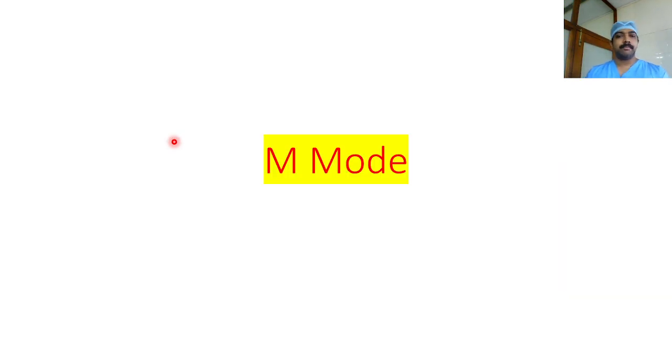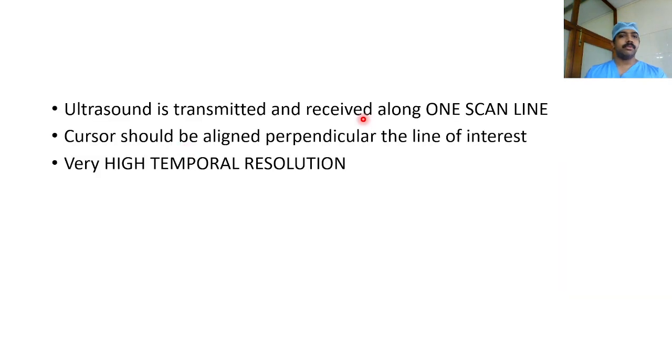So next is the M mode. In M mode, the ultrasound is transmitted and received along one scan line, and the cursor should be aligned perpendicular to the line of interest. The advantage is there is very high temporal resolution. The resolution is very good, even better than 2D.